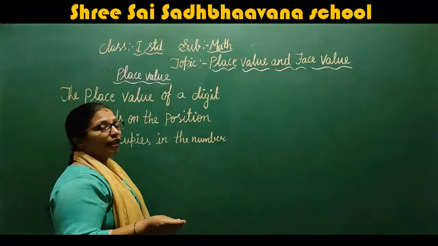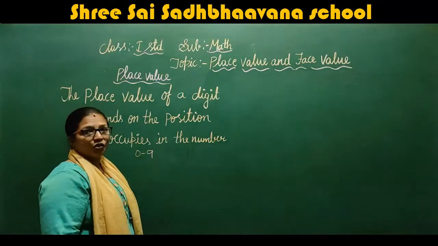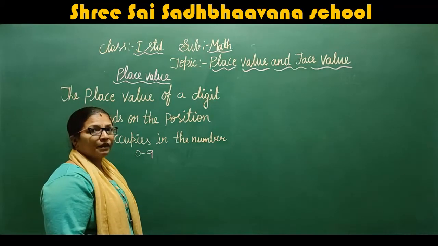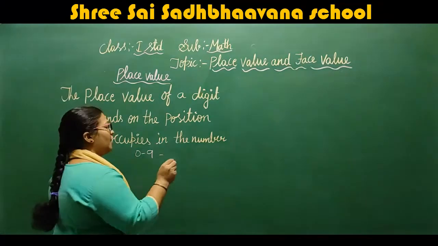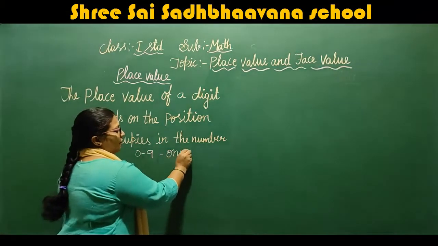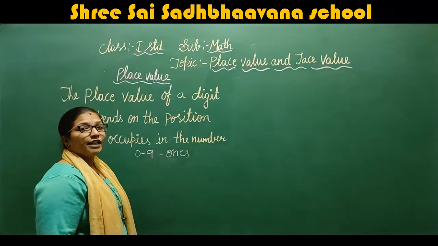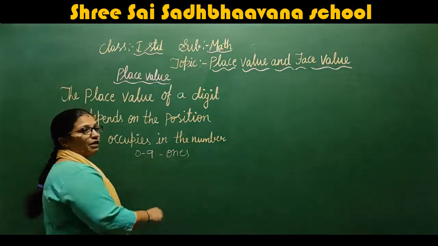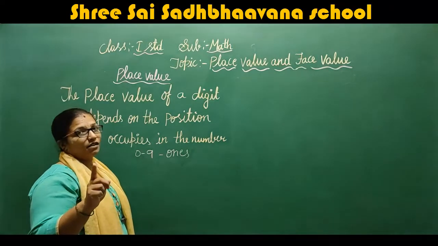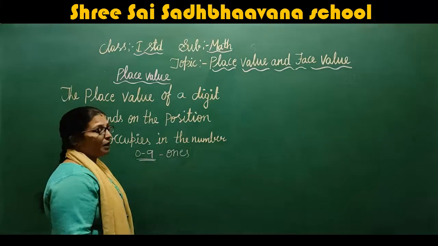Now 0 to 9. What do we call 0 to 9? How many digits are in the numbers 0 to 9? It is a one digit number, right? It is all in one place. So 0 to 9 is the ones place. So these 9 numbers will be in the ones place. Always these are ones place numbers.